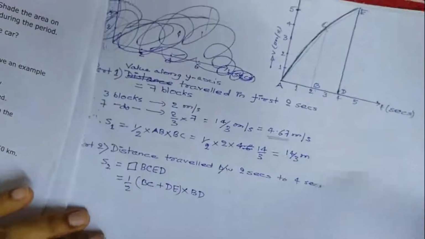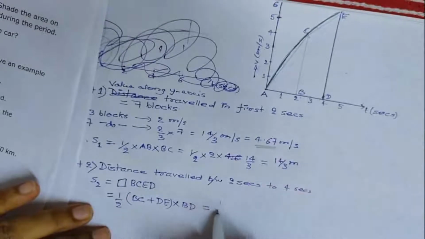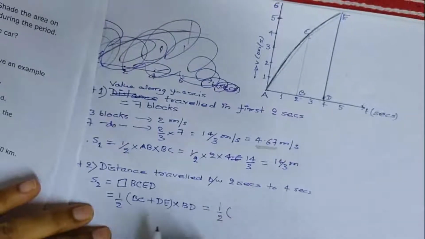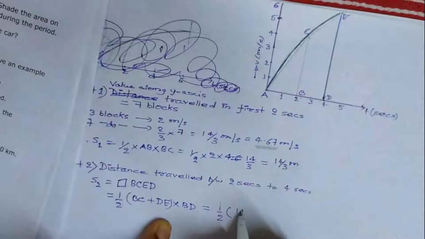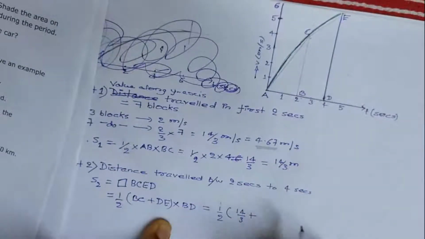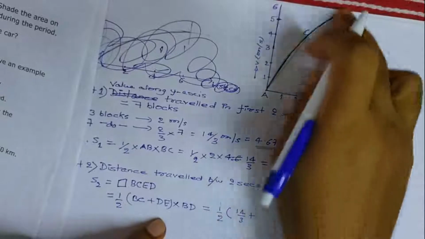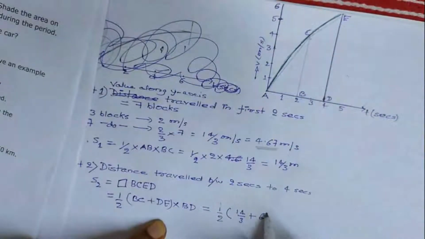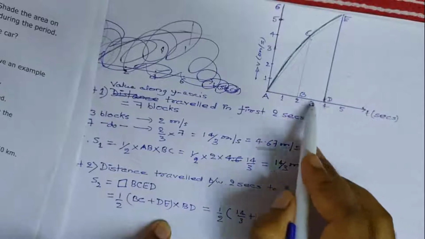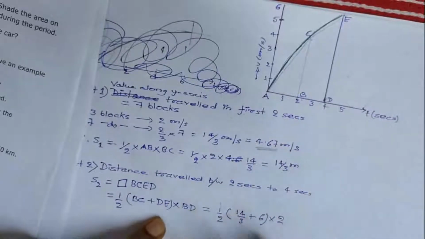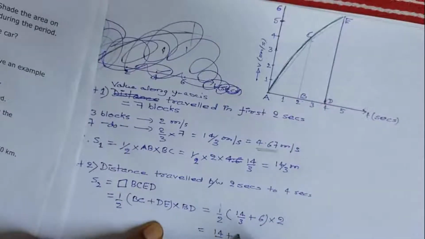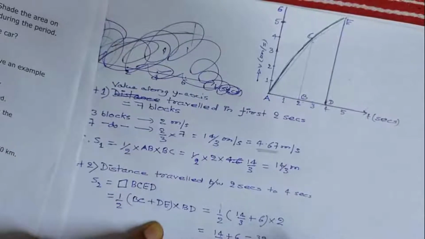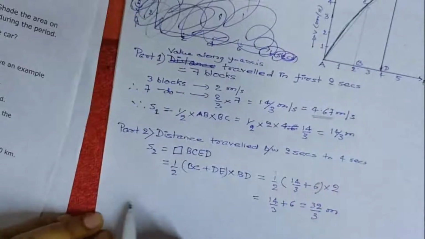So I think we can calculate now. It will come out to be something 2 into, what is BC? We know it is 14/3, plus, what is DE? D6, and what is this? 4 minus 2, that is 2. So we can calculate this. It will come out to be 14/3 plus 6, 32/3 meter.